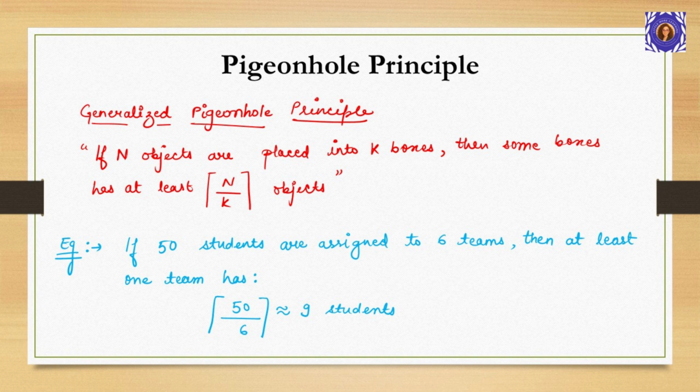The power of the pigeonhole principle lies not just in these direct applications, but in its use as a proof technique. It's often used to prove existence, to show that something must exist without actually constructing it. This makes it invaluable in theoretical computer science and discrete mathematics.